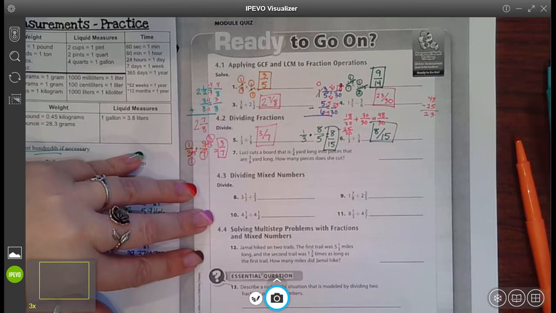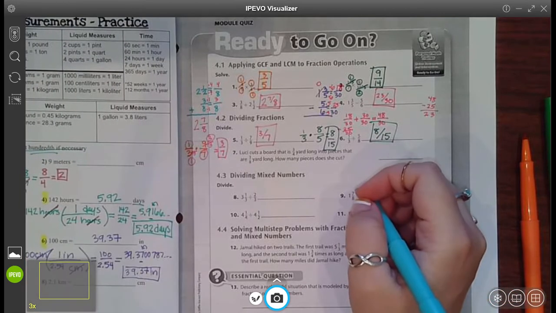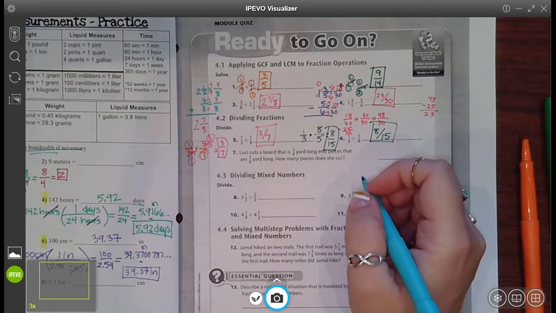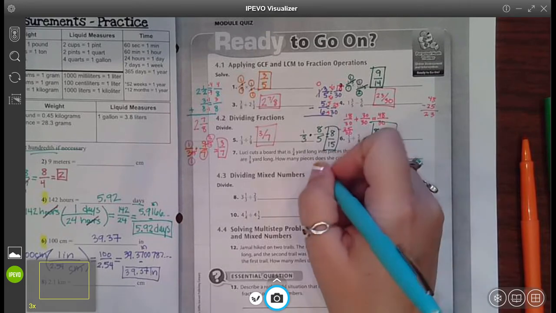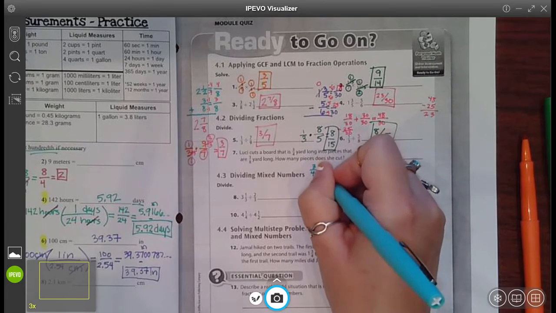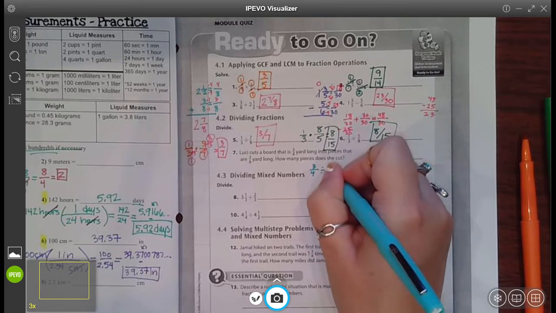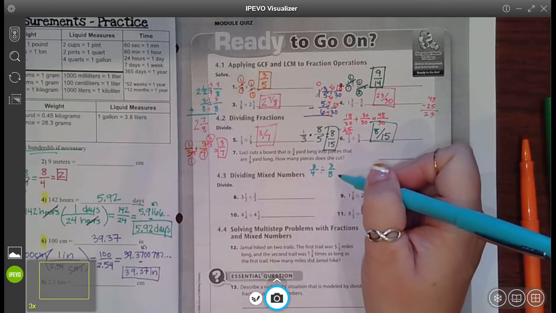Okay, number 7. Lucy cuts a board that is 3/4 yards long into pieces that are 3/8 yards long. How many pieces does she cut? So you're probably debating between dividing or subtracting. Which one do you think it is? Well, when you're trying to figure out how many pieces can fit inside of something, like you have this amount, this is how much you have, and you're trying to divide it up into pieces that are each this much. Okay, so it's how much you have divided by how much you're trying to do each piece.